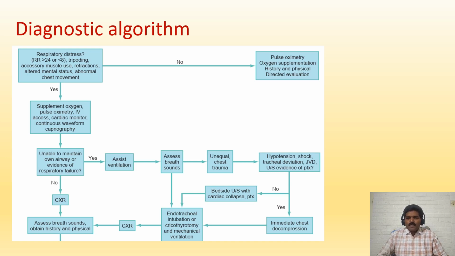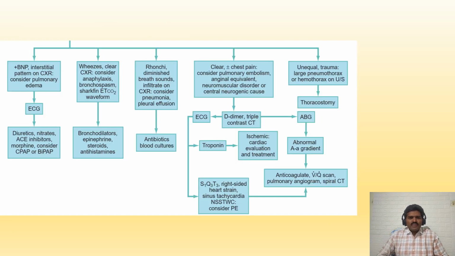If the ECG shows an S1Q3T3 pattern, which is seen in only 28% of patients, right-sided heart strain, sinus tachycardia, nonspecific ST-T wave changes, consider PE. If the troponin is elevated, it's ischemic cardiac disease. Evaluation and treatment in conjunction with a cardiologist is indicated. Obtain an ABG. If ABG is abnormal, check for the arterial-alveolar oxygen gradient. Anticoagulation, VQ scan, pulmonary angiogram, and spiral CT are the treatment of choice.